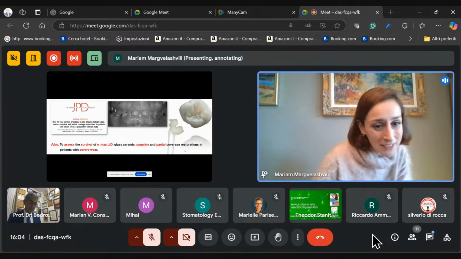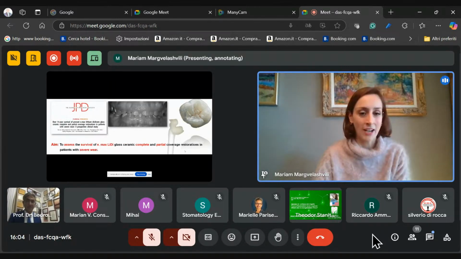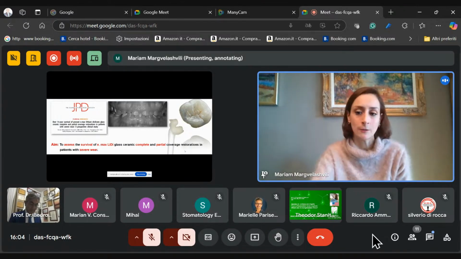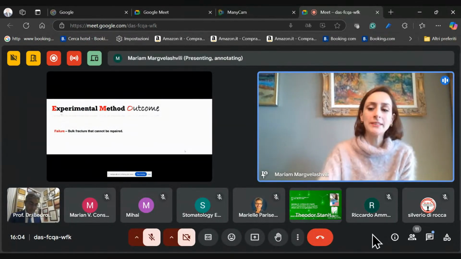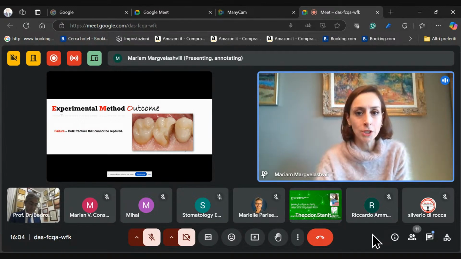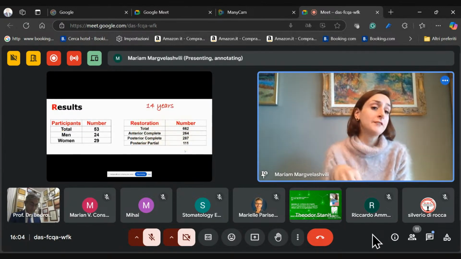So the next paper, also published in the Journal of Prosthetic Dentistry this year, the aim was to assess the survival of lithium disilicate glass ceramic complete and partial coverage restorations in patients with severe wear, and compare the two. Outcome is bulk fracture that is irreparable and needs to be replaced. And this is an example of the bulk fracture.